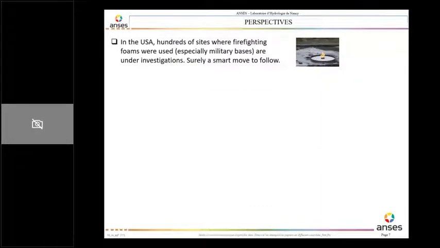In France, I do not think we have finished dealing with PFAS and their main point sources. It is likely that in the future, other highly emitting sites will be found. In the USA, hundreds of sites where firefighting foams were used, especially military bases, are under investigation. And that's surely, in my opinion, a smart move to follow.